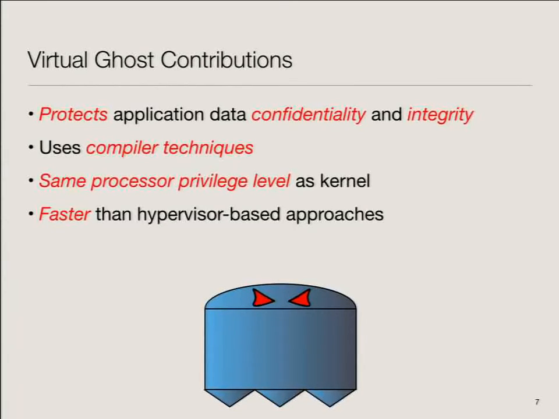It uses compiler techniques, and because it uses compiler techniques, we can use the same processor privilege level as the operating system kernel. We do not need to use hypervisor-based approaches, if you will, where we kick the operating system kernel up into ring one on x86, or have VMM extensions that allow us to run code below the operating system kernel. We can actually run alongside the operating system kernel. And it turns out that although we're using compiler instrumentation techniques to add instructions to the operating system kernel code, we are still faster than hypervisor-based approaches.